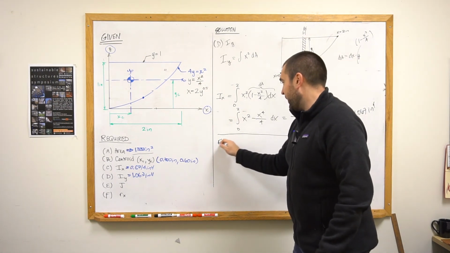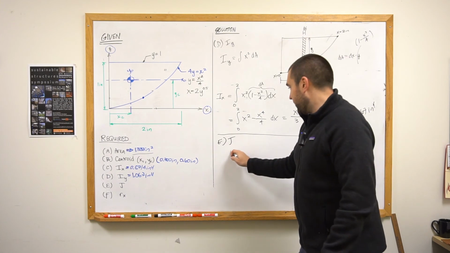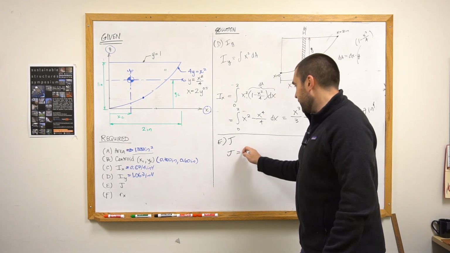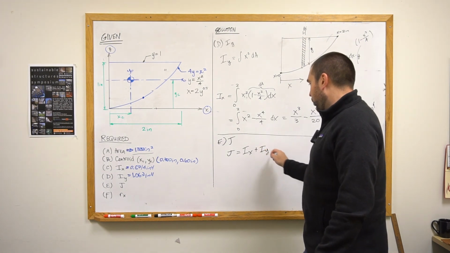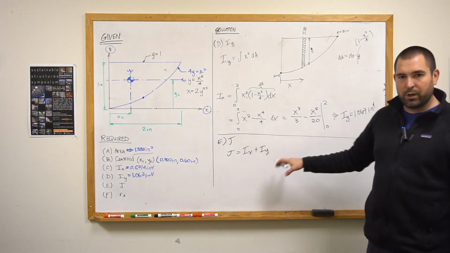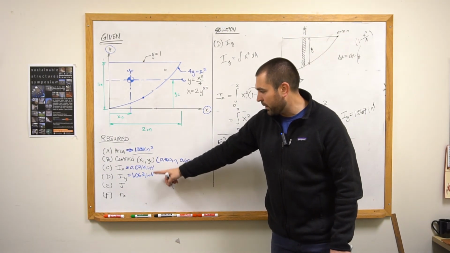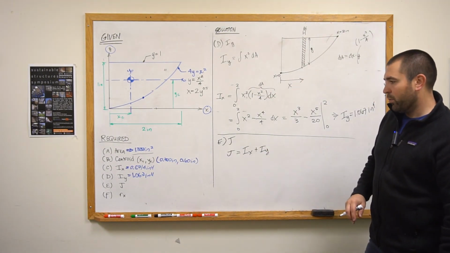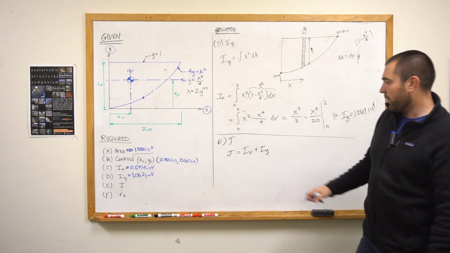For part E, J, which is known as the polar moment of inertia, J is just simply equal to Ix plus Iy. So I'm not going to go to the trouble of plugging in those values. This is this value right here, 0.5714. This value right here, 1.067. Add them together, still in units of inches to the 4th.